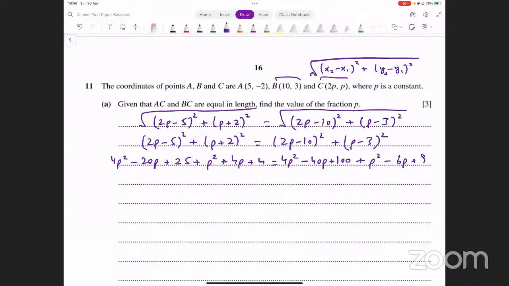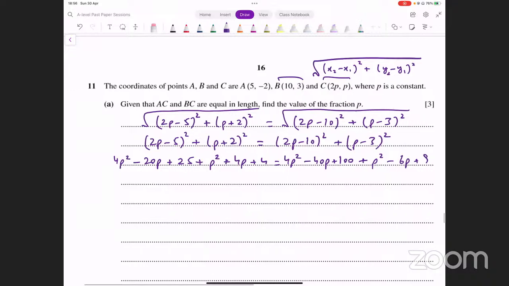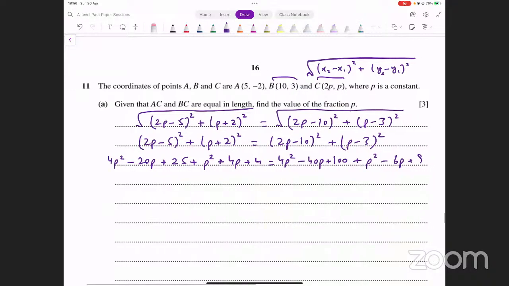ठीक है, अब इस क्वाड्रेटिक इक्वेशन को सॉल्व कर लें. देखें आपके पास क्या आता है. 4p² and 4p² and p² and p², they get cancelled. तो square वाली terms खत्म हो गई सारी, तो कोई quadratic नहीं रही, right? Minus 20p plus 4p, what does that give us? Minus 16p plus 29 on the left side. On the right side, we have minus 40p and minus 6p. That's minus 46p plus 100 plus 9.